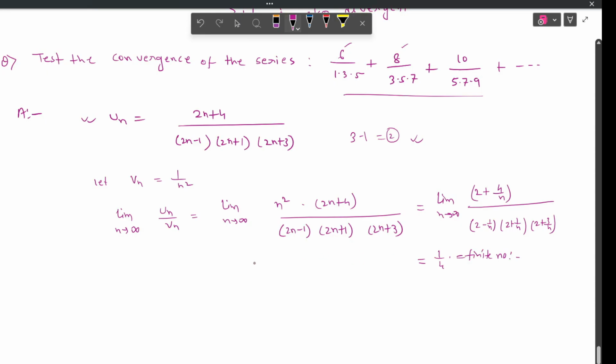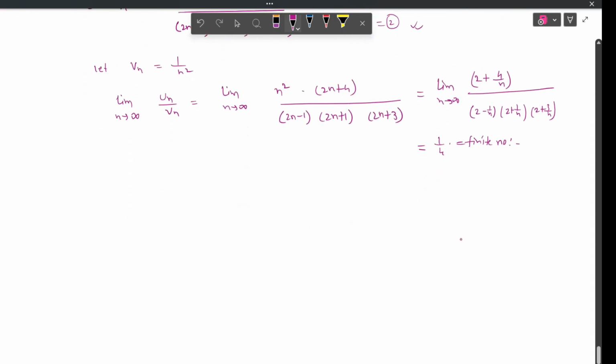So by comparison test, un is convergent or divergent. So we can say that by comparison test, summation un is convergent or divergent if Vn is convergent or divergent.